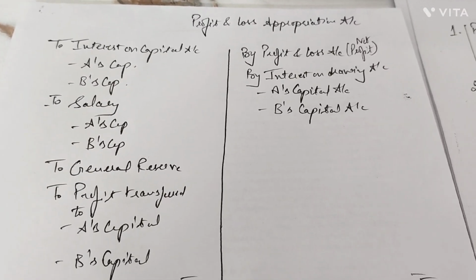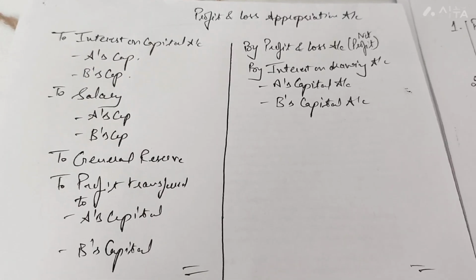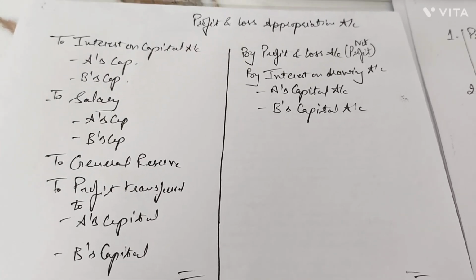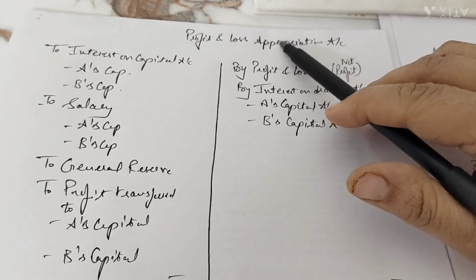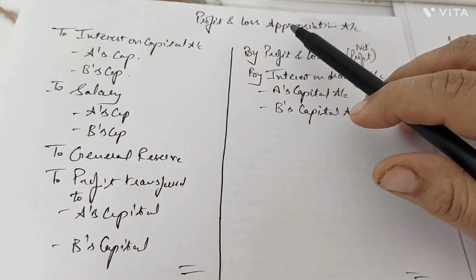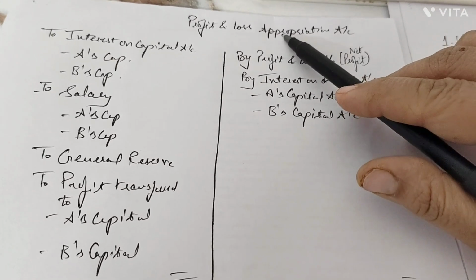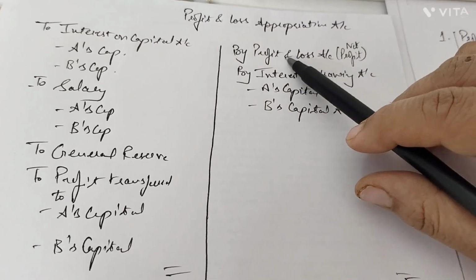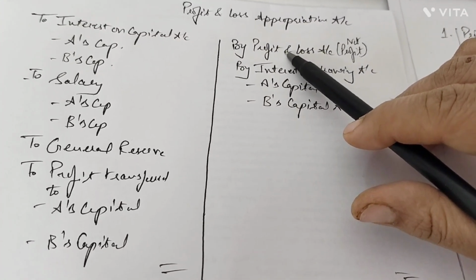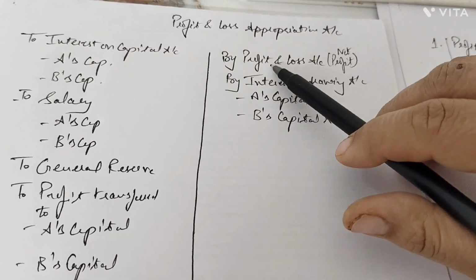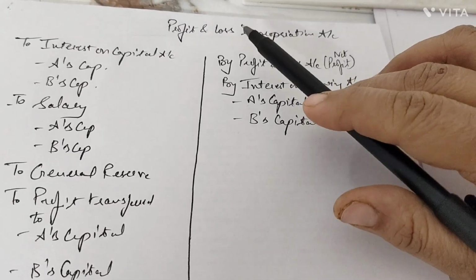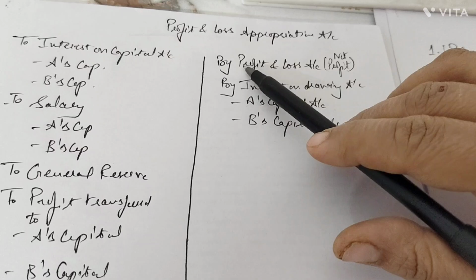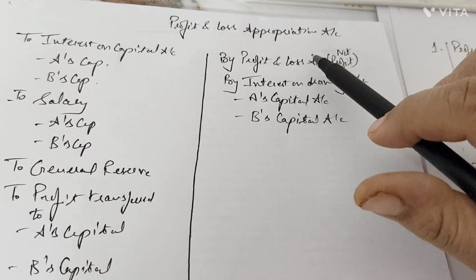In today's video, we will learn how to prepare journal entries for the P&L appropriation case, that is the fundamentals case. First of all, let's understand the P&L appropriation account, which has already been discussed in earlier videos also. In the P&L appropriation account, first of all, profit is transferred from the P&L account, right? When the profit is transferred from the P&L account, the profit goes on the credit side of the P&L appropriation account with the words "by profit and loss account".